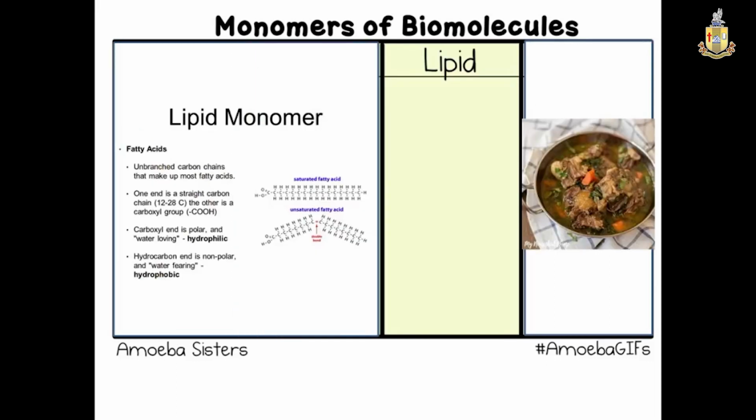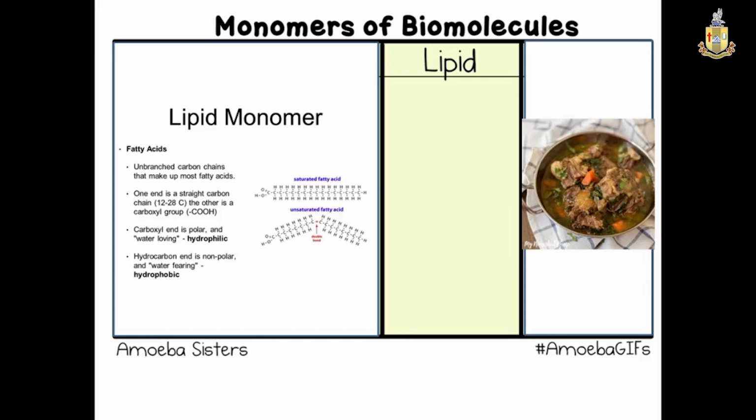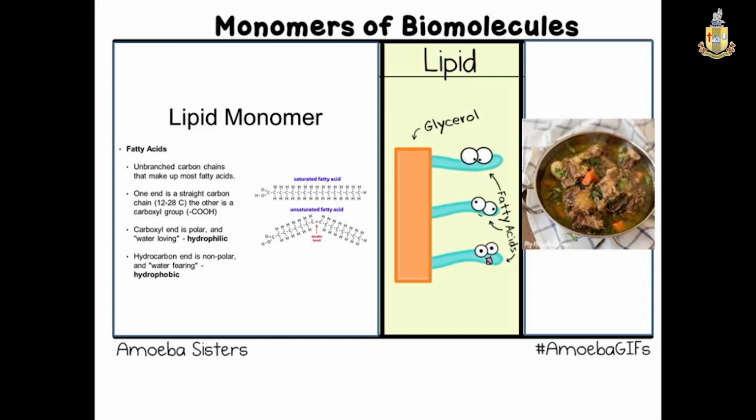When it comes to this slide, it explains about the monomers of lipid molecules. Here we are looking at the fatty acid structure, in which 2 types of fatty acids are present, such as saturated and unsaturated fatty acids. Here the unbranched carbon chains give most of the fatty acids.